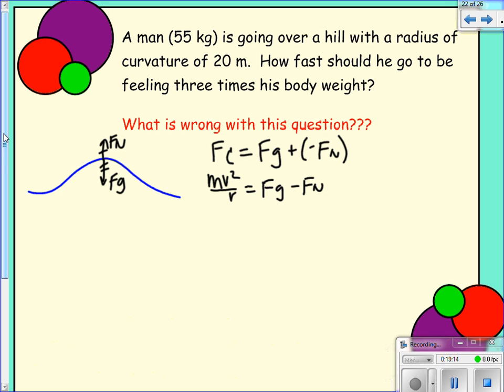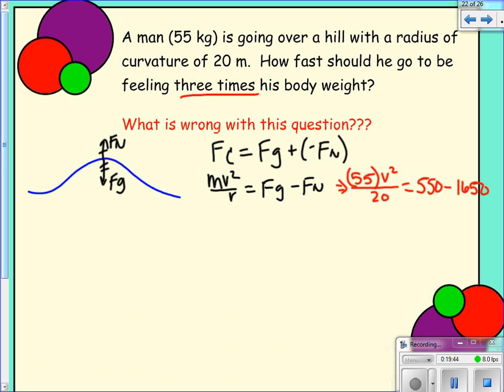And so my numbers here become mass is 55 kilograms times velocity squared over the radius is 20. And that is equal to the force gravity of the man is 550. And then minus, now it's saying feeling 3 times his body weight. So if his body weight is 550, then 3 times that is going to be 1650.